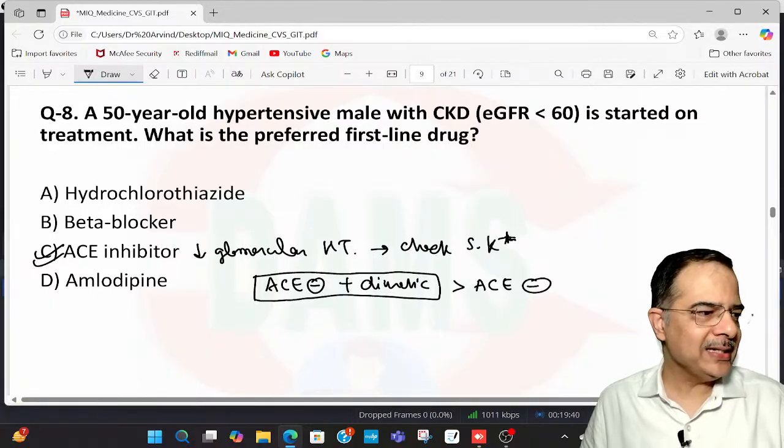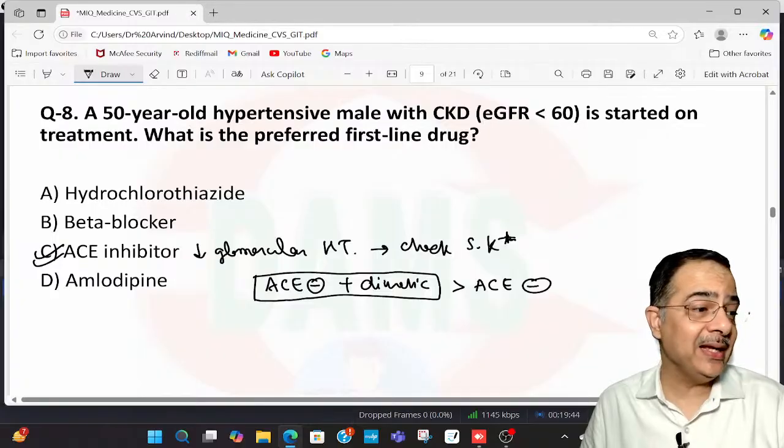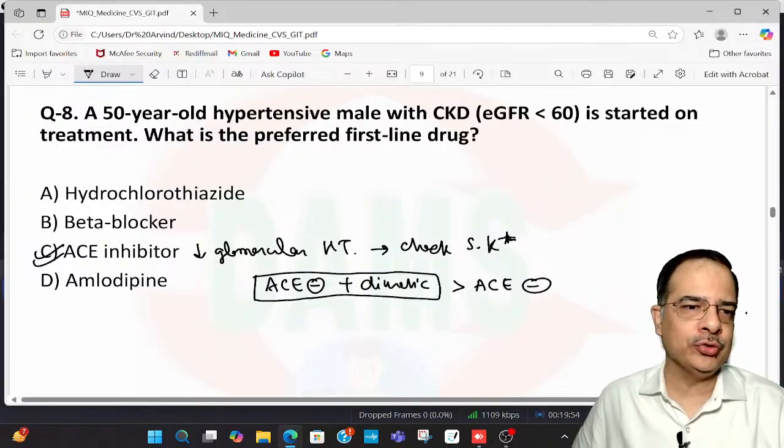Metolazone is the only thiazide given in ESRD. Yes, ESRD means when the GFR is less than 15. ACE inhibitor is given, but contraindicated in single renal artery stenosis? No, it is contraindicated in bilateral renal artery stenosis.